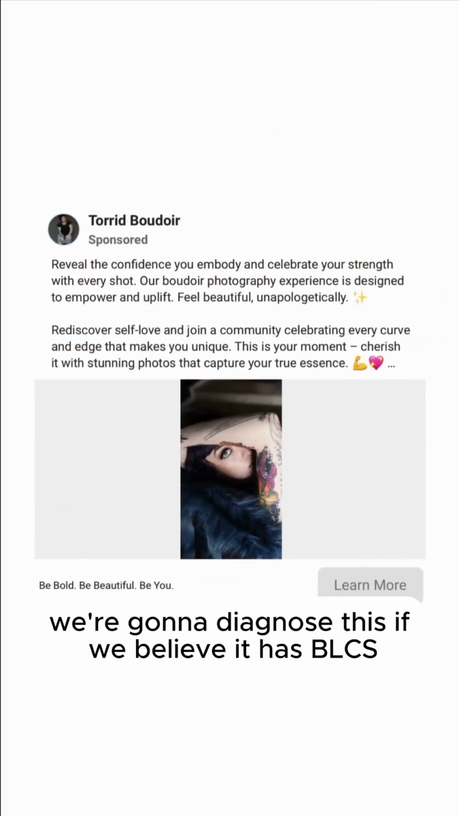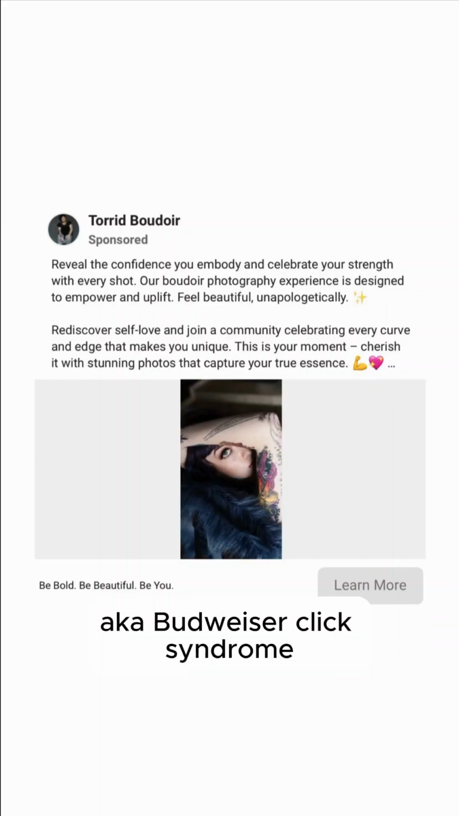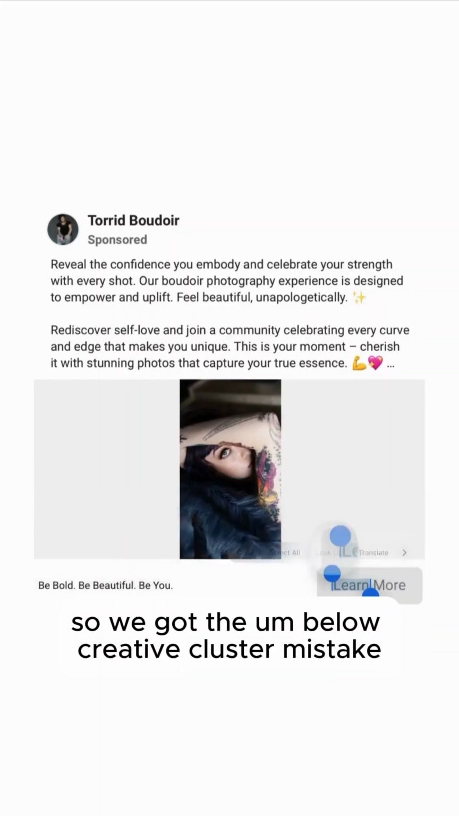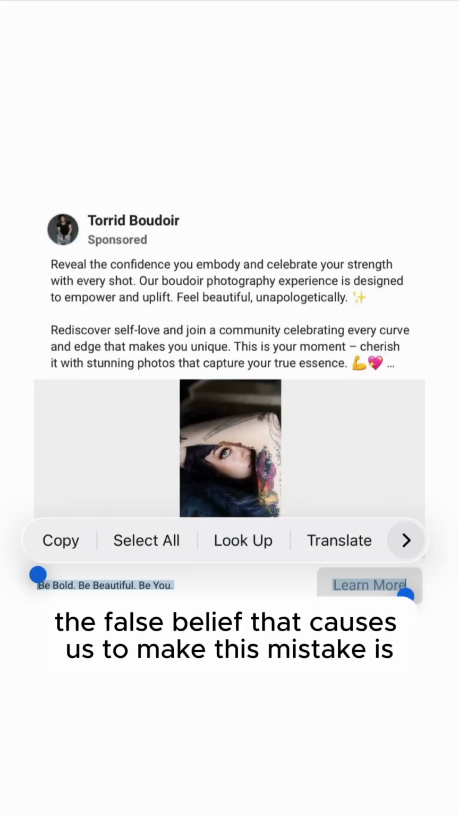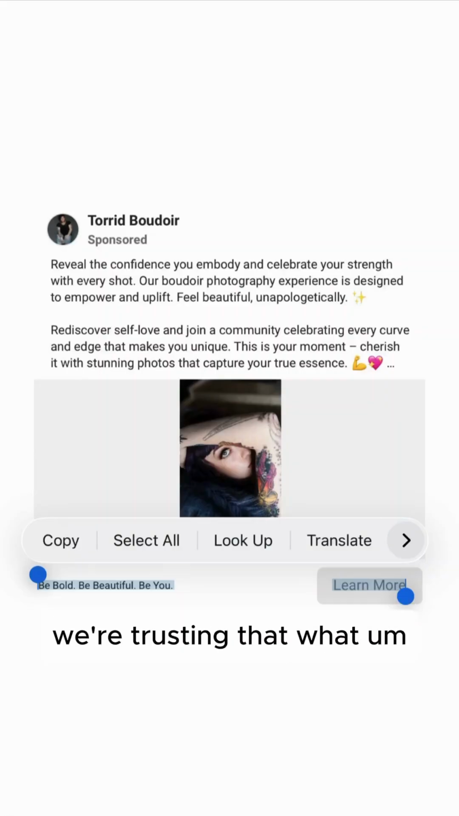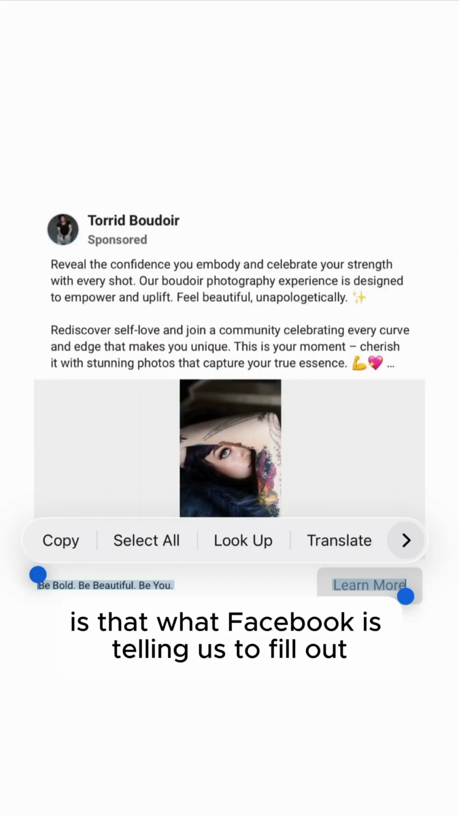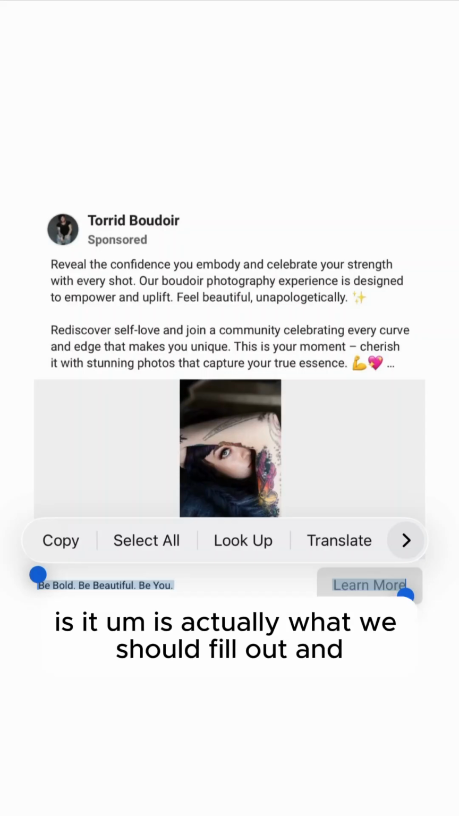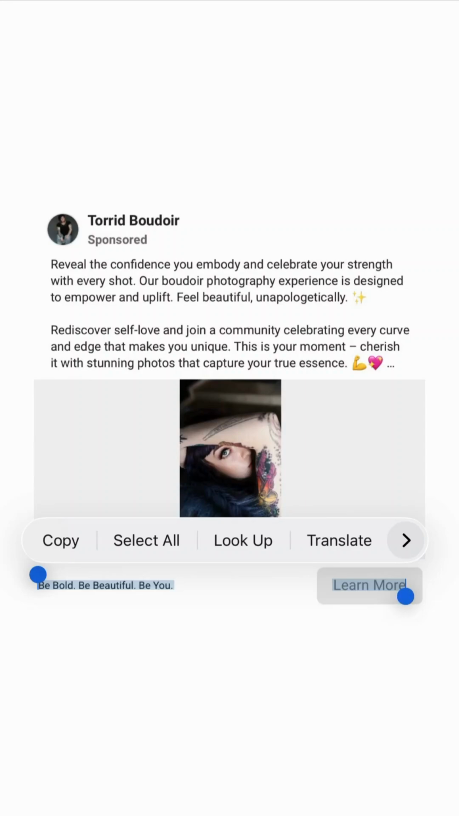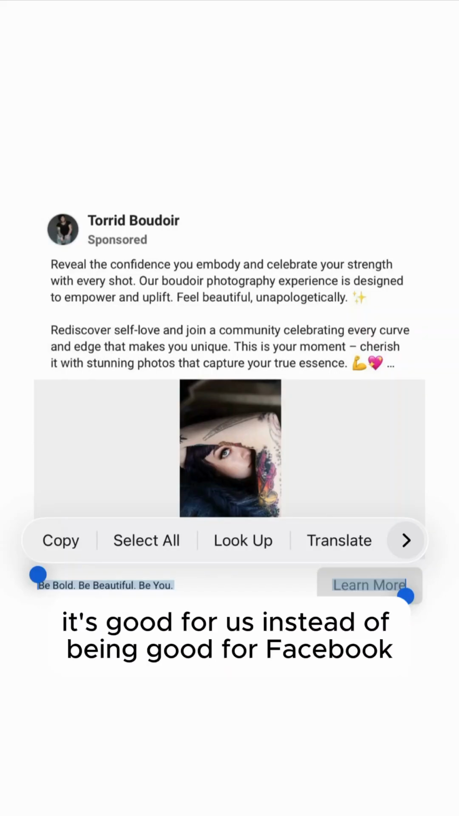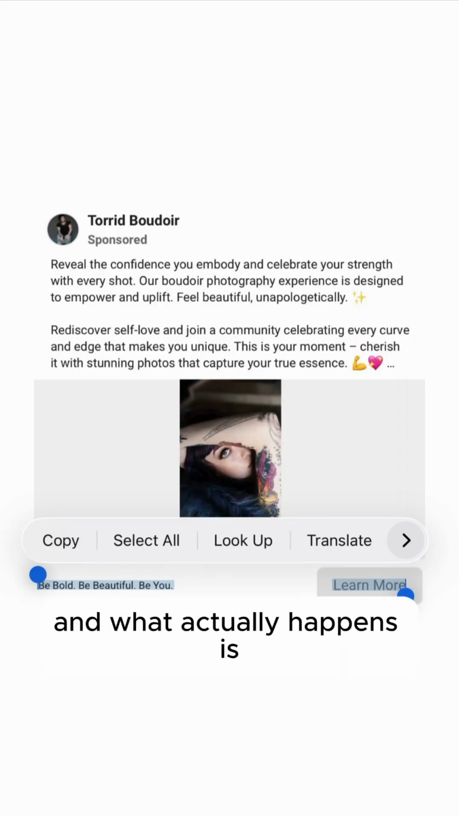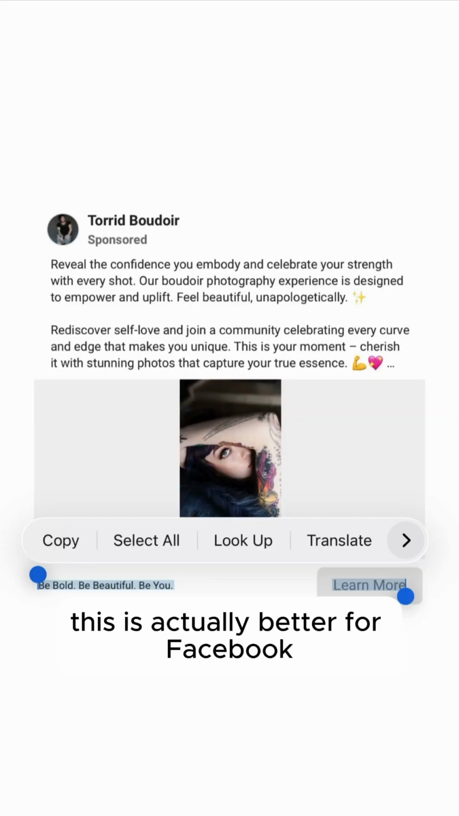All right, now we're going to diagnose this if we believe it has BLCS, aka Boudoir low click syndrome. So we've got the below creative cluster mistake. The false belief that caused us to make this mistake is we're trusting that what Facebook is telling us to fill out is actually what we should fill out, and that's best for us, or good for us, instead of being good for Facebook. And what actually happens is this is better for Facebook. So it's worse for us.